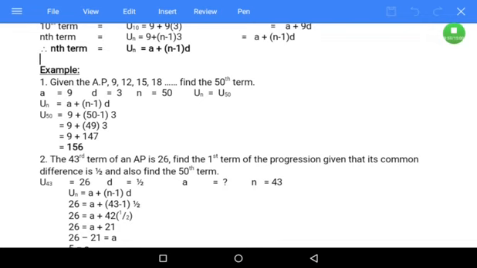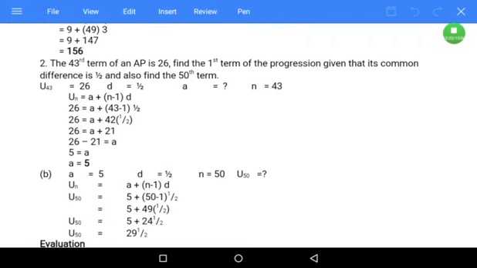So you just say, okay, U50, that's the 50th term, is a, which in this case is 9, plus n minus 1. For the 50th term, n is 50. So this n is the number of the term. Had it been the 48th term, n would be 48. So for the 50th term, n is 50 minus 1, that gives 49, times 3, d. So you do the bracket first, BODMAS. So 49 times 3 gives 147, then add 9 and we have 156.